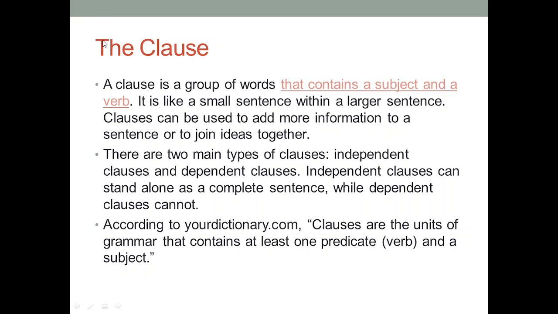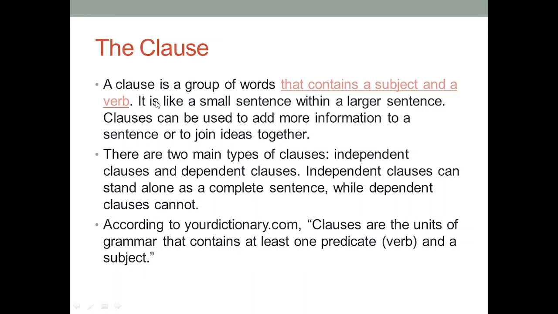The clause. A clause is a group of words that contains a subject and a verb. It is like a small sentence within a larger sentence. Clauses can be used to add more information to a sentence or to join ideas together. The main characteristic of a clause is that it contains a subject and a verb, or we can say subject and predicate.